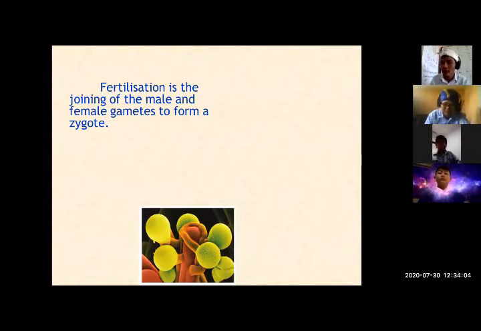In humans, it is also called zygote. Itu juga kita, zygote itu hasil pembuahan ya. When the male and female gametes join together, they will form a zygote. And after that, it grows and becomes an individual and person, okay? So, that's it. Next.